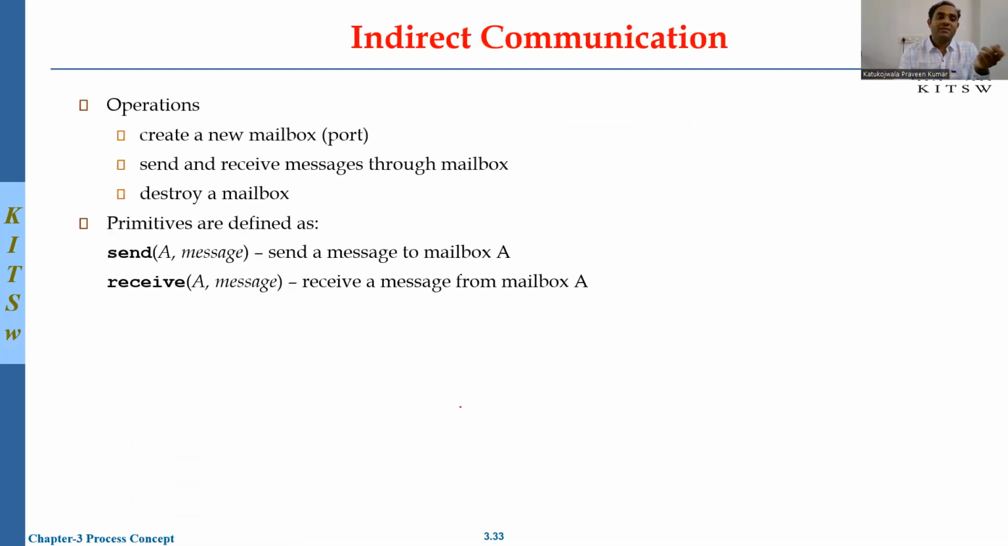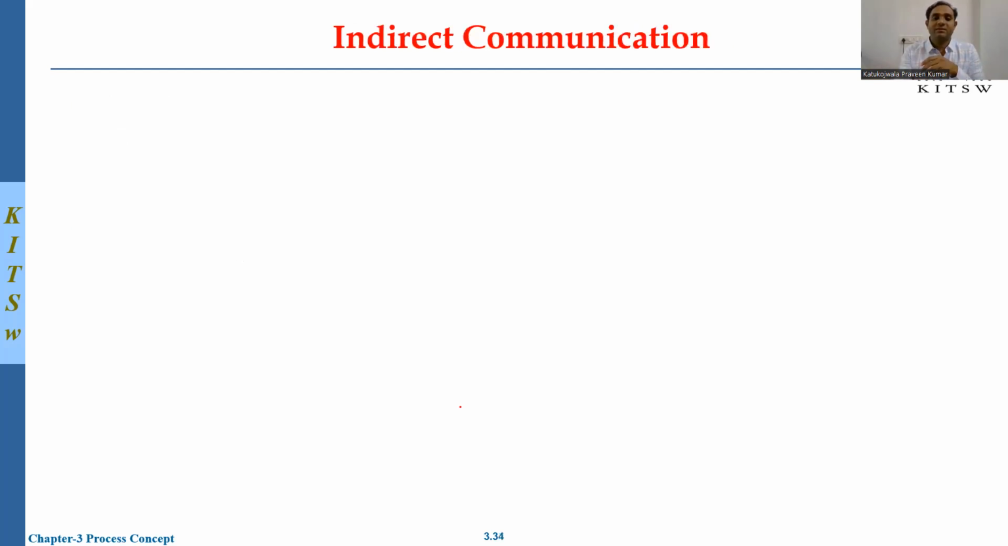Now, indirect communication has several operations. Create a new mailbox, that is, you establish a port; send and receive messages through the mailbox; and destroy the mailbox after completion of the communication, for security. Then there are some primitives, send message and receive message, which take two arguments: process A sends a message to mailbox A, and receives a message from mailbox A.